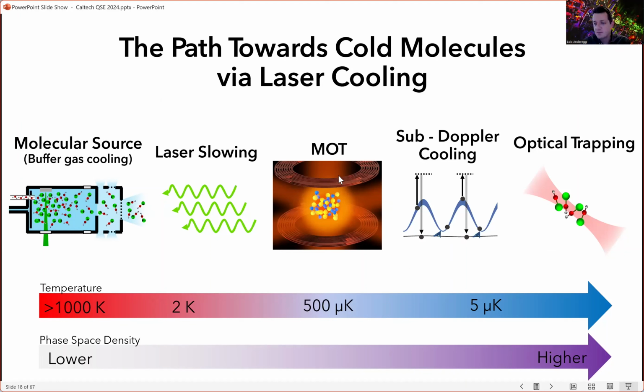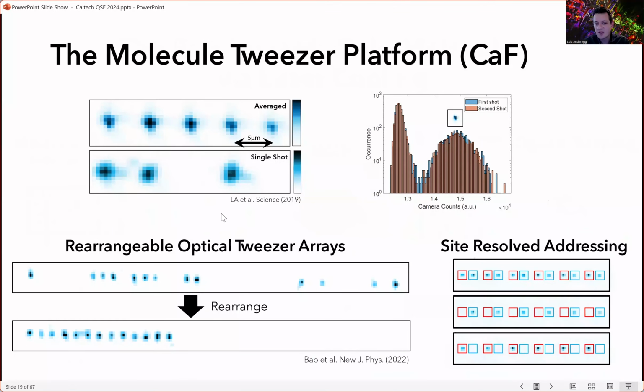This is basically a workhorse technique in all modern AMO experiments that combines magnetic fields with optical fields to give you simultaneous trapping and cooling of your atoms or molecules. We can then apply further laser cooling to reach subdoppler temperatures, and then finally load them into optical dipole traps. Once we're able to cool them and load them into optical dipole traps, we're then able to load them into these tightly focused optical tweezer arrays, as shown here.